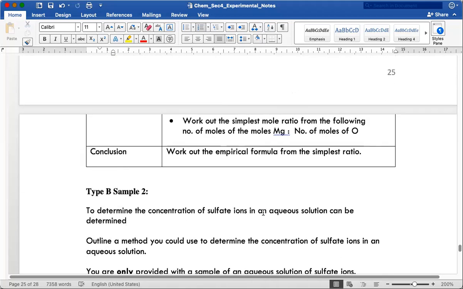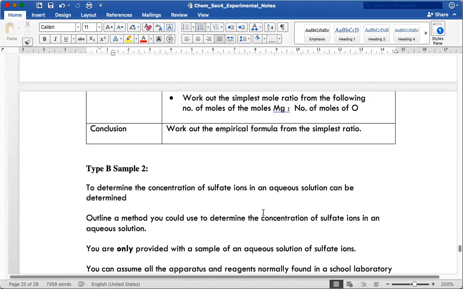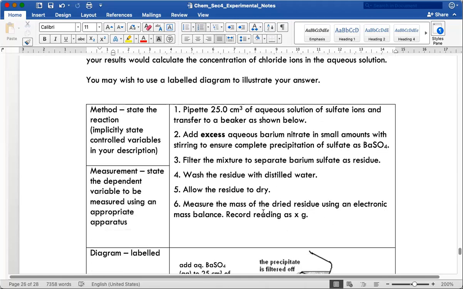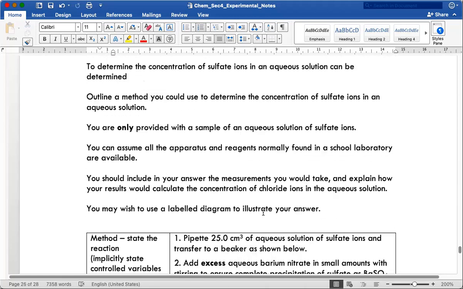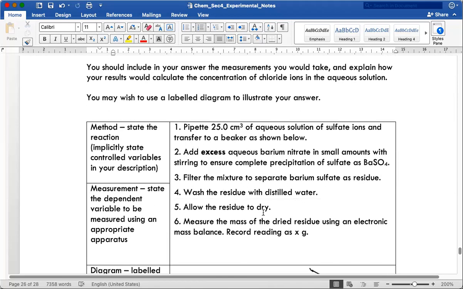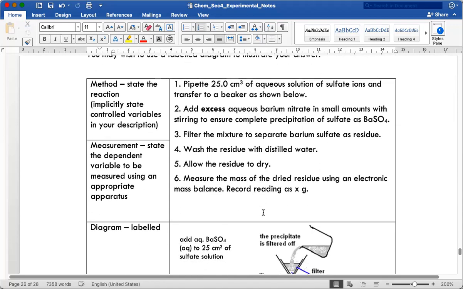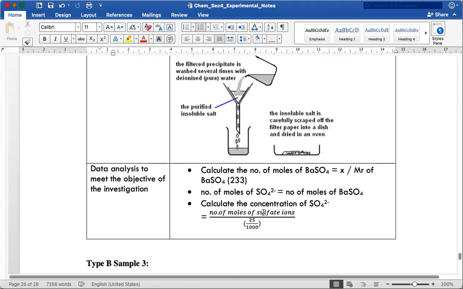I feel that personally. Type A is a bit troublesome and tedious, with more things to write. Type B is more straightforward. They just go straight to the point. Type B, like this sample 2, for example, is really like a preparation or separation question. So some of the exam questions could be like that.